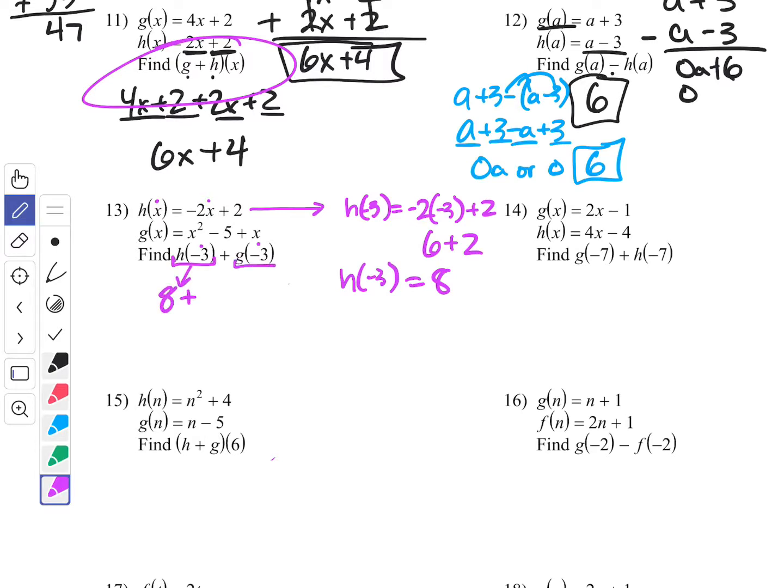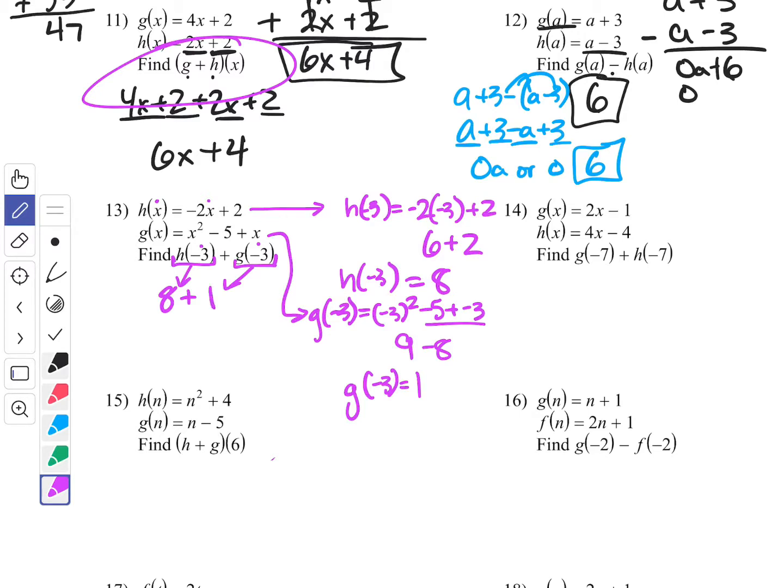And I'm adding to that what g of negative 3 is going to be. So g of negative 3 equals negative 3 squared minus 5 plus negative 3. Negative 5 plus negative 3 is negative 8. Negative 3 squared is positive 9. 9 minus 8 is 1. So g of negative 3 equals 1. So 8 plus 1 gives us 9.